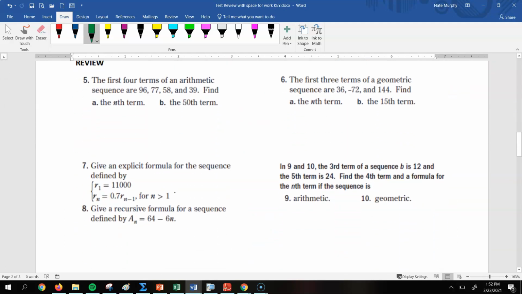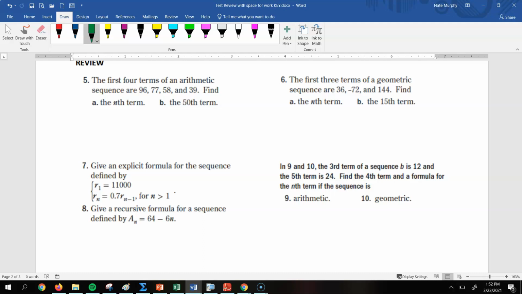All right, let's look at this next section. The next section is moving to the review part, because the way the book sets it up is in the self-test and the chapter review. Anyhow, the first 4 terms in an arithmetic sequence are 96, 77, 58, and 39. You want to find the nth term and the 50th term.